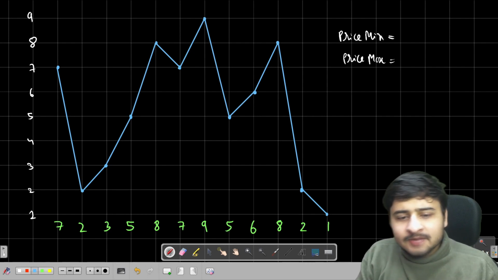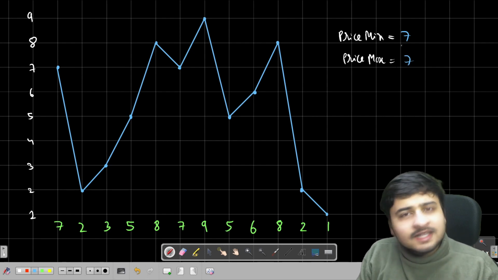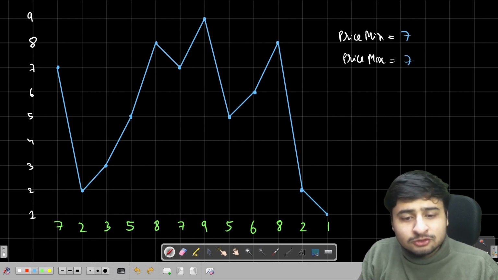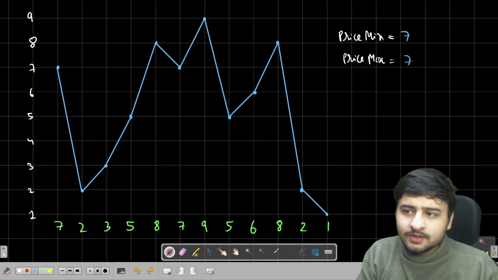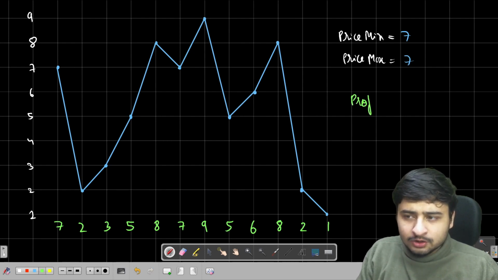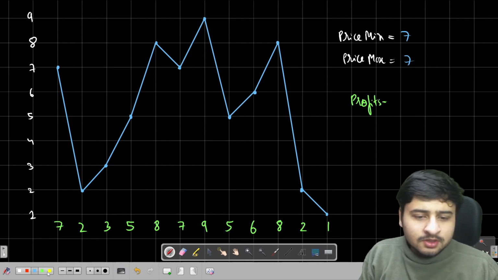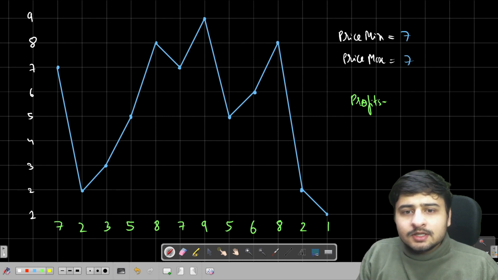So for the first day, I will assume that I'll buy on 7 and sell on 7 only. Only for the first day. I'll initialize these variables with the price of the first day. And of course, I need another variable called profit where I will calculate my total profits. Now let's try to dive into it deeper.